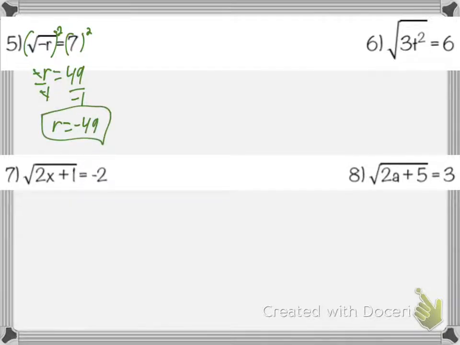And we say, okay, well, we have the square root of negative 49 equals 7. Negative and negative, positive. So the square root of positive 49, yep, that's 7. 7 does equal 7. Checks out.